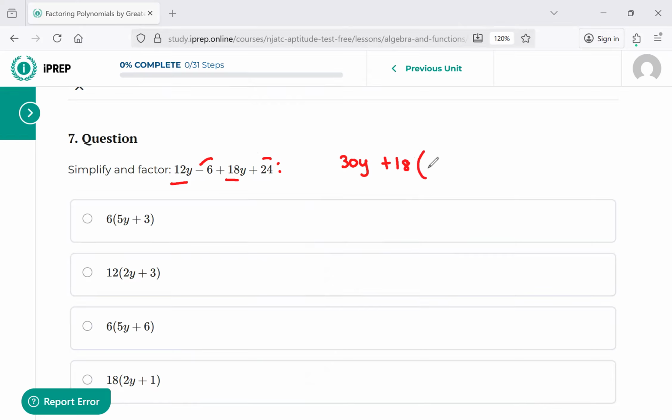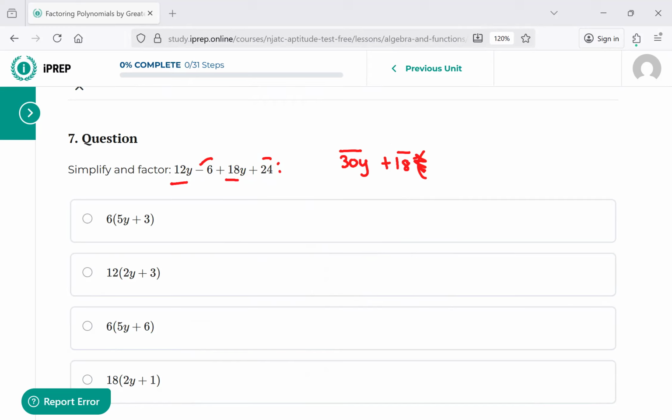Okay, so that is our GCF. Oh no, why did I put a parenthesis? So this is not my GCF. I take that back. This is the simplified expression. Now we have to figure out our GCF. We have two terms, a 30y and an 18. So let's start factoring out stuff.